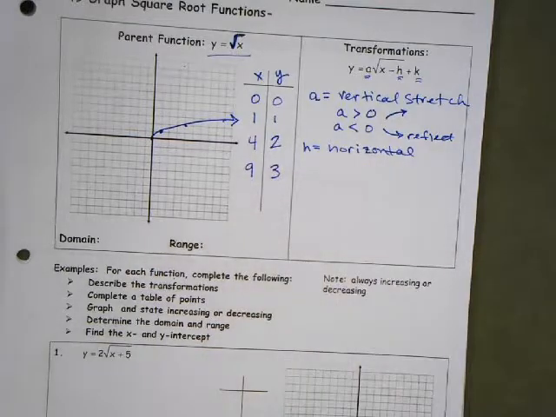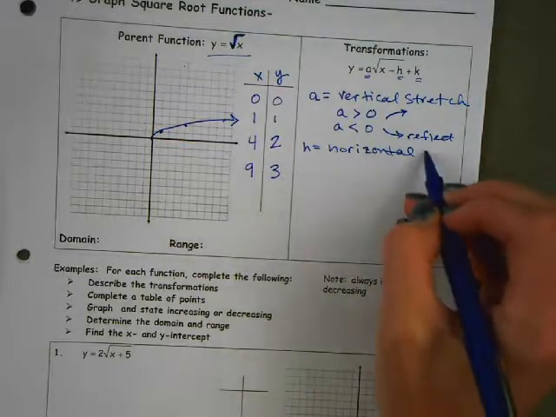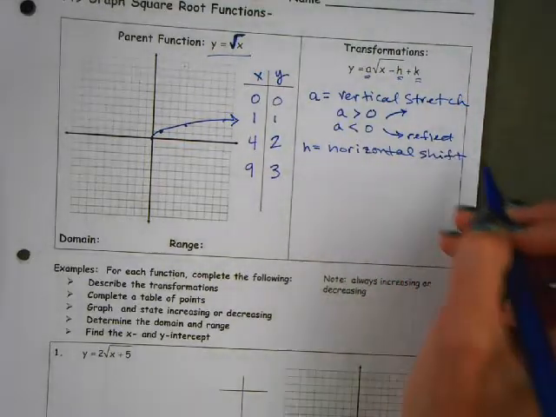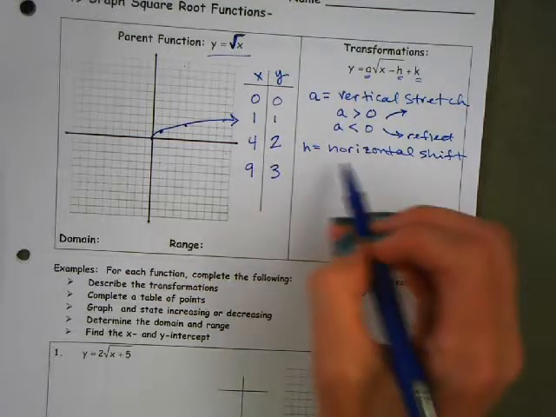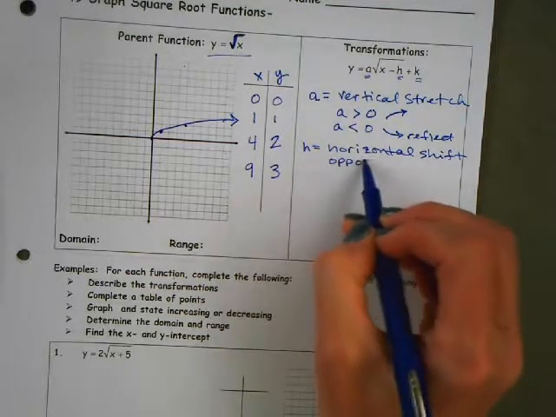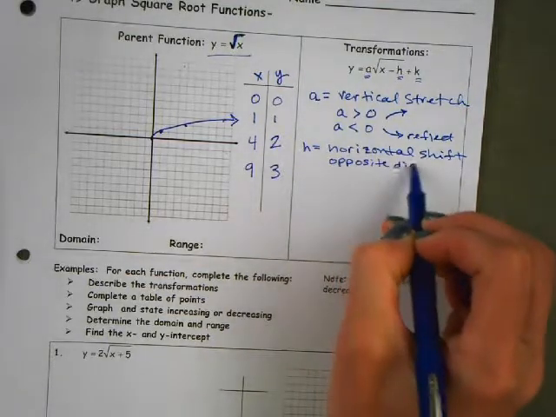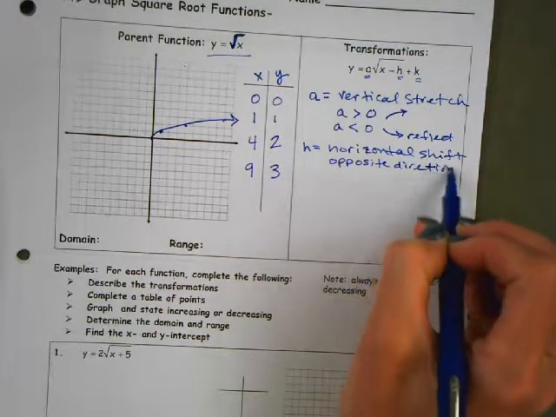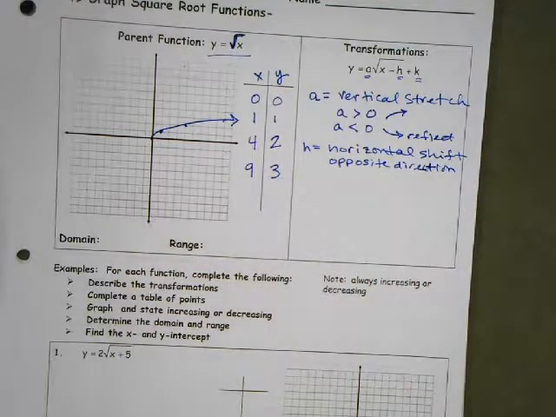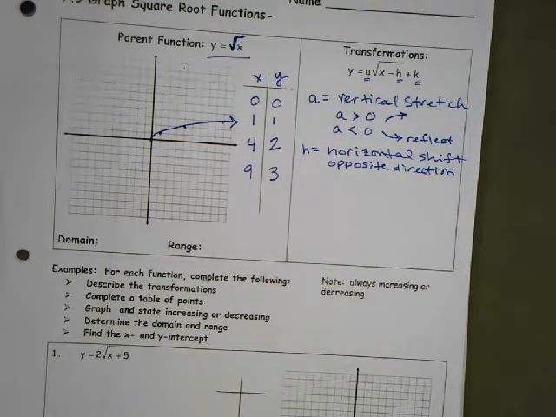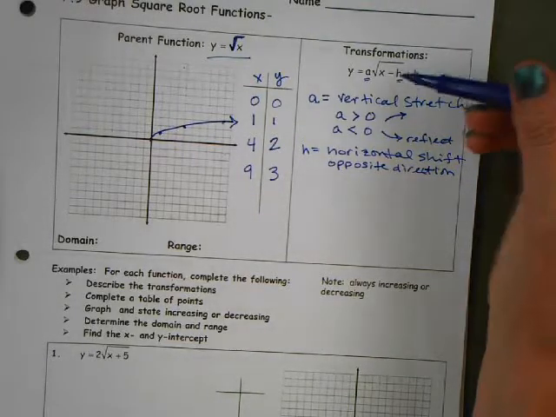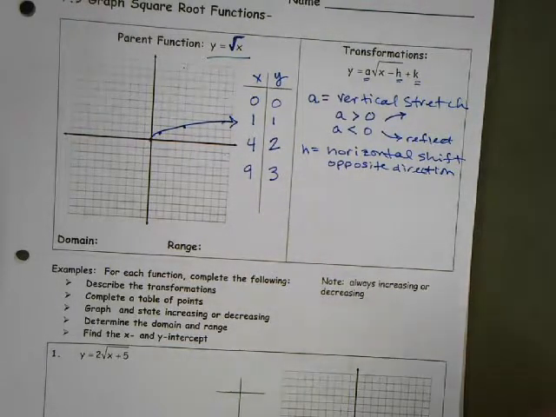H is our horizontal. What variable does that represent? X or Y? Remember? X. Okay? It's our horizontal shift. And it's, again, the opposite direction. So if I have x minus 2, it's going to shift 2 to the right. If I say x plus 2, it's going to shift 2 to the left. Because remember how it's minus that? It's always the opposite. Okay?